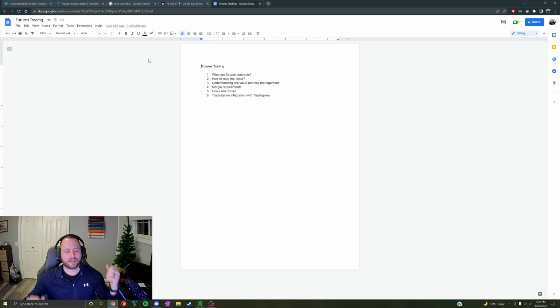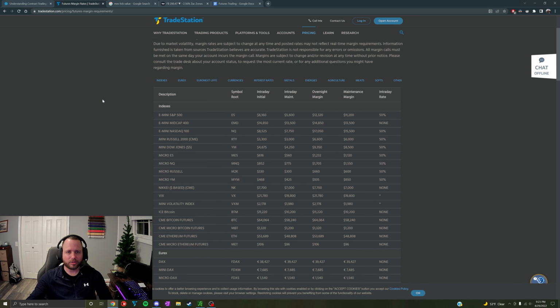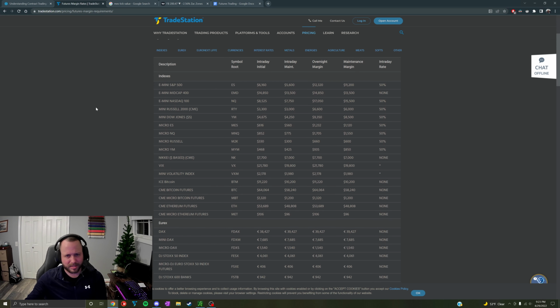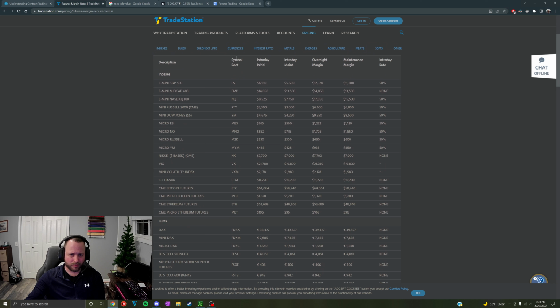It's an agreement to have an exchange at an agreed upon price at a future date. Now, if you've ever looked at futures contracts, you realize that they have this really funky naming scheme. Part of that comes down to you've got the root of the futures contract. So we're going to go ahead and pull up TradeStation's website here. And so you have the symbol root right here.